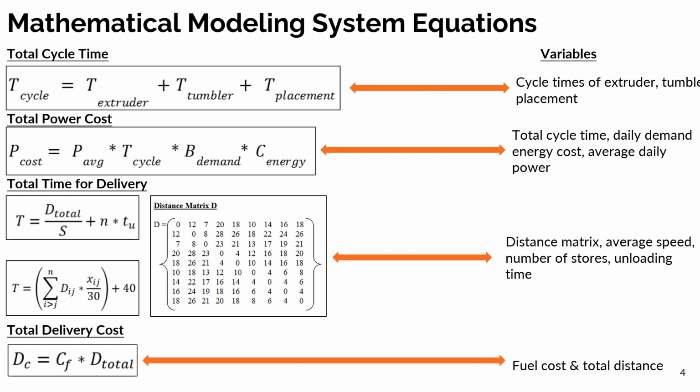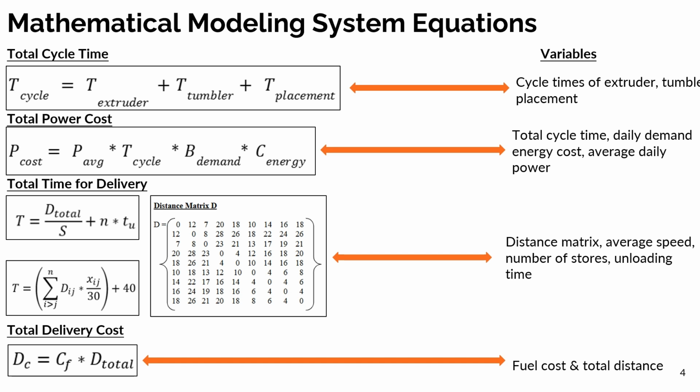Here are equations continued for the total cycle time. This will include the cycle time of the extruder, tumbler, and placement time. For our total power cost, the variables will include total cycle time, daily demand, energy cost, and average daily power. For our total delivery time, we'll be using a distance matrix used during the map that was created, the average speed, and the number of stores and unloading time.